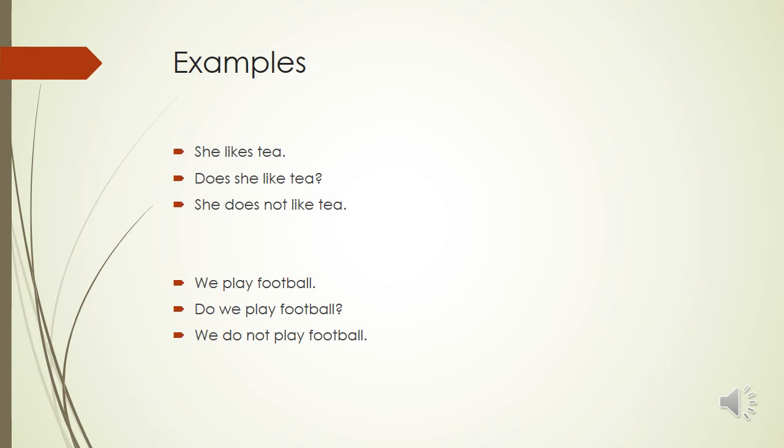Here is another example, and in this example we have used a plural noun as the subject. We play cricket. We don't need to put s or es with the verb because the subject is not a singular noun. And whenever we are making an interrogative sentence with a plural noun, we do not use does, we use do. So the interrogative is: do we play football? And the negative sentence is: we do not play football.